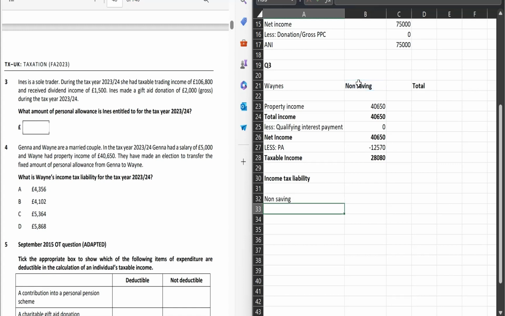So now the income tax liability, non-saving, basic rate band. The whole amount falls under the basic rate band, right? So it will be taxed at 20%. Okay, so the total tax liability is 5616.